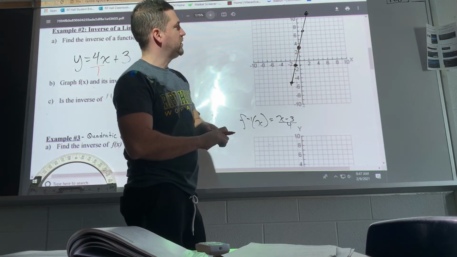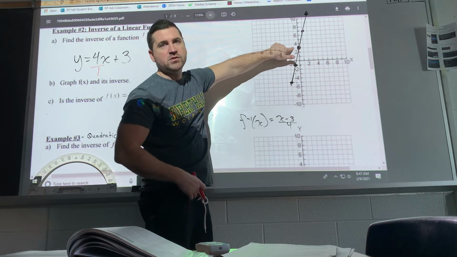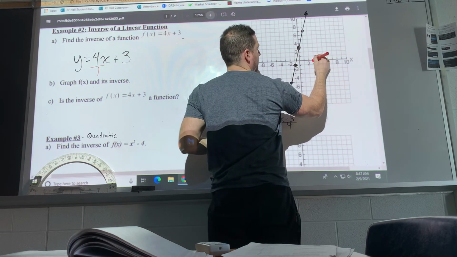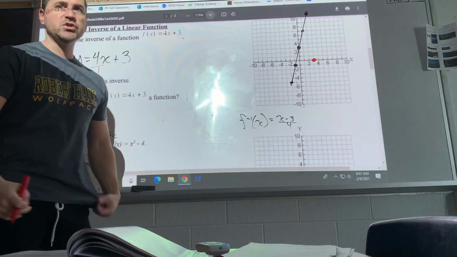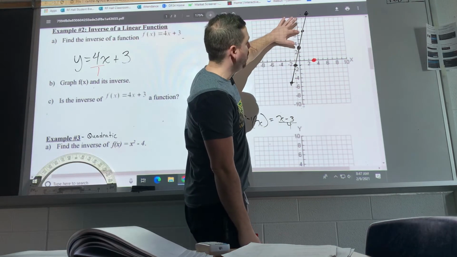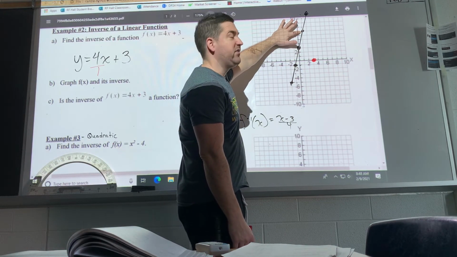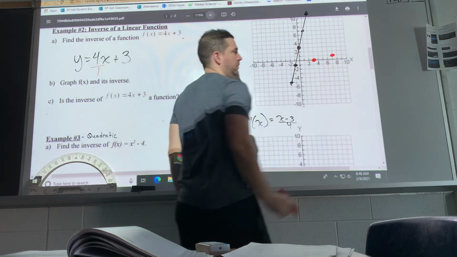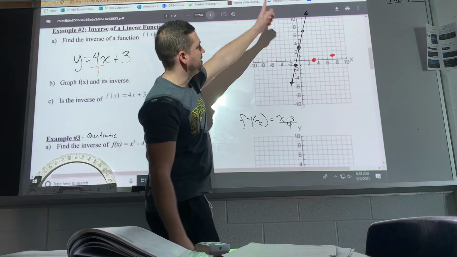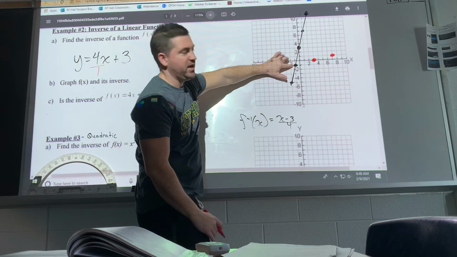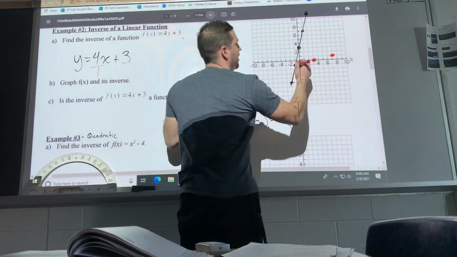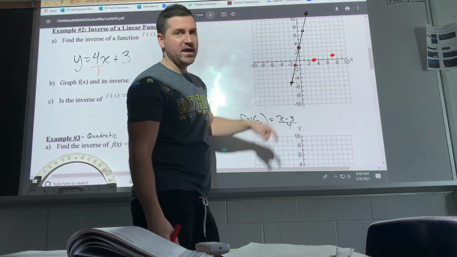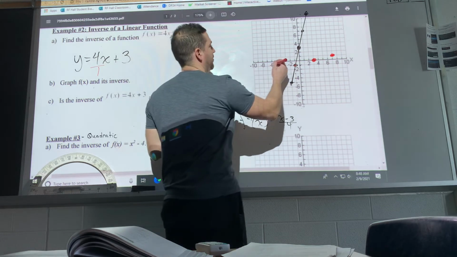Okay, so our first point was 0 and 3. So then if we swap it, it becomes 3 and 0. Okay, so we just change it. Then we have a point here, 1 and 7. So 1 and 7 becomes 7 and 1. Okay, and then you use this, the other one's off the chart. This one's negative 1, negative 1. If you reverse it, it's the same thing, negative 1, negative 1. And then we have one last one here, negative 2 and negative 5 becomes negative 5 and negative 2.